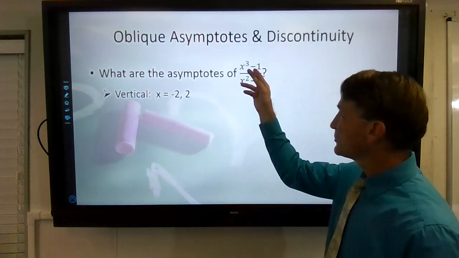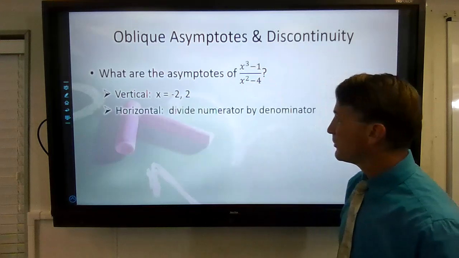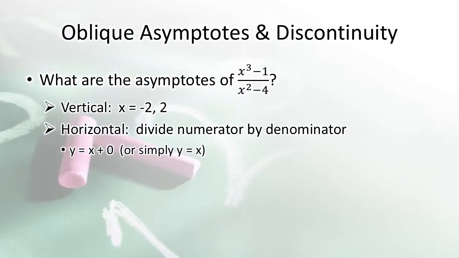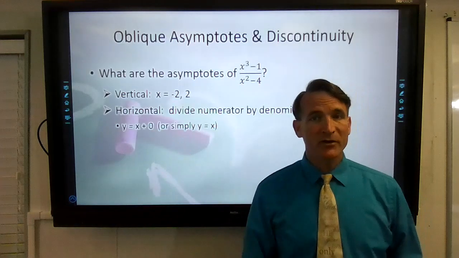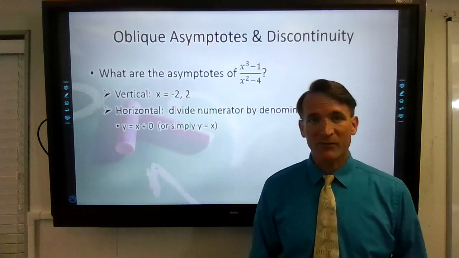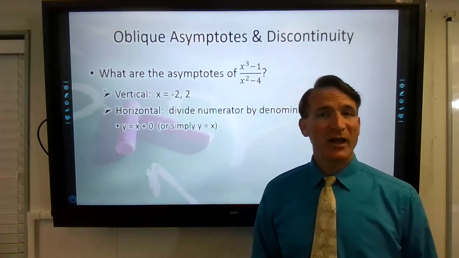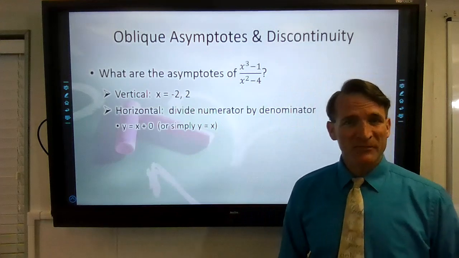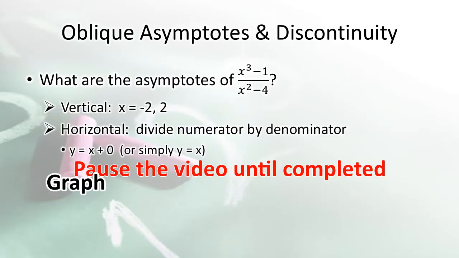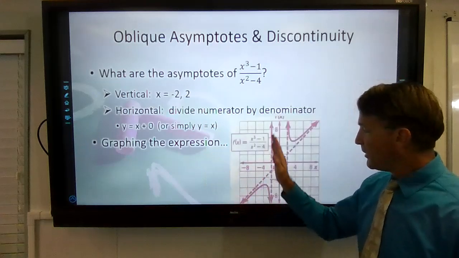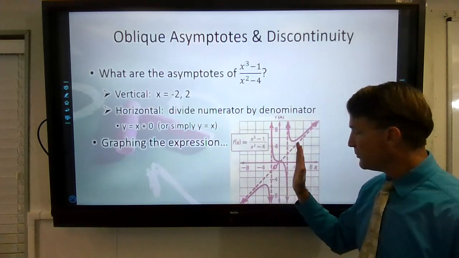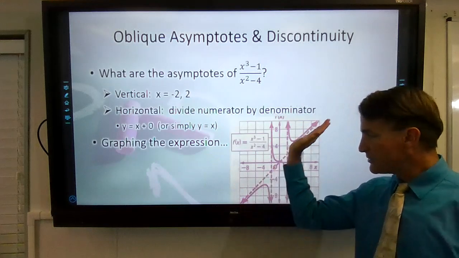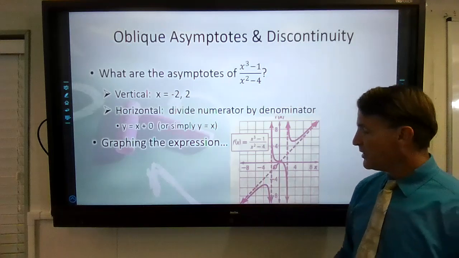If I take x cubed minus 1 and divide by x squared minus 4, I get y is equal to x. So this one's going to go through the origin. I did put the plus 0 there just for emphasis sake. You don't have to have that. It is going to go through the origin. It's going to have a slope of 1. Now we can plug in values for x. Start graphing. I put my two verticals at negative 2 and positive 2, and then my oblique asymptote right along here, and then I can plug in values.